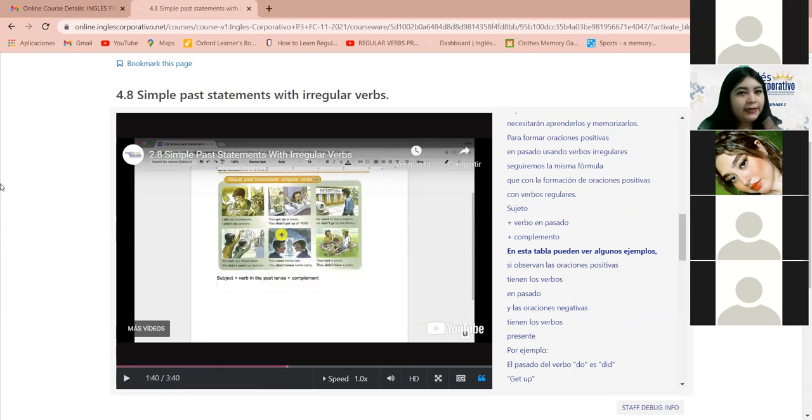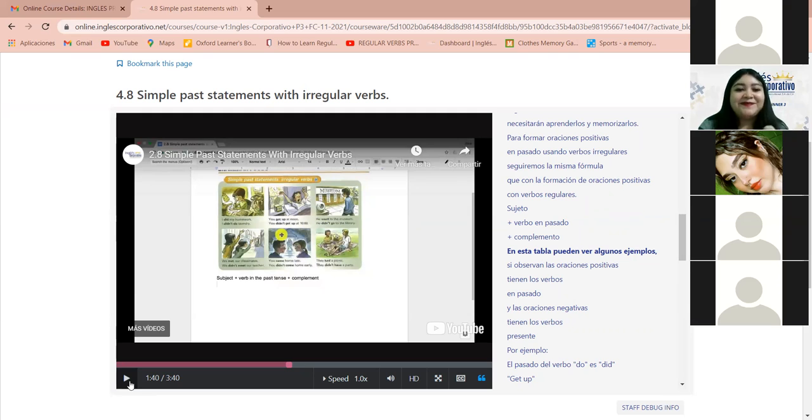Subject plus verb in the past tense plus complement. La misma fórmula que ya manejamos, right? Subject plus verb in the past tense plus complement. No van a cambiar las fórmulas. Lo que cambia ya es el verbo en sí, right? La forma escrita y lo mismo en la forma pronunciada, right? About the pronunciation. So let's keep in consideration this information and let's move on.